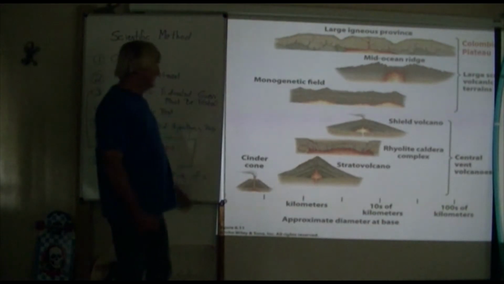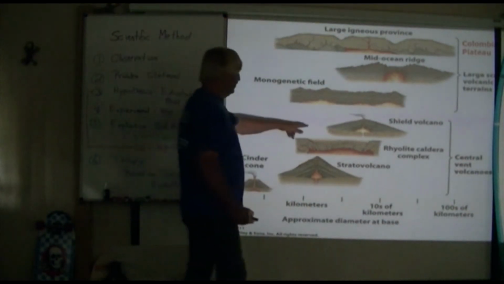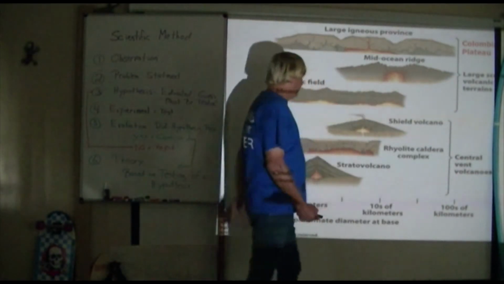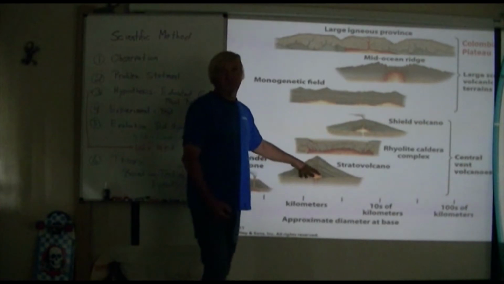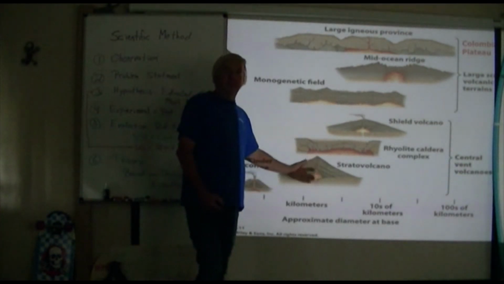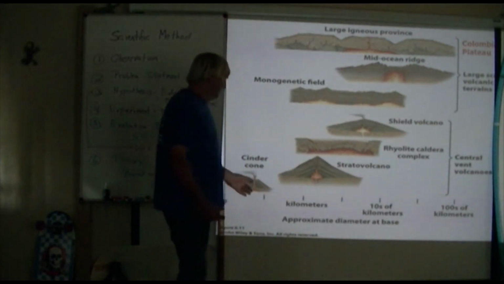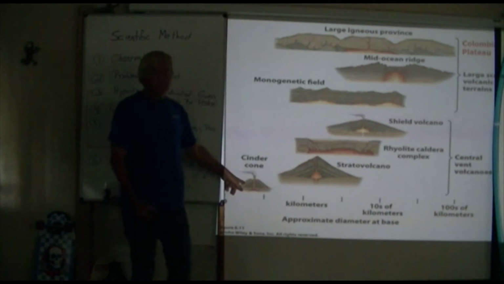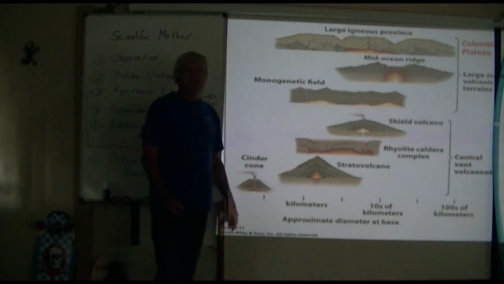So there's all different classifications of volcanoes. We're going to basically look at the shield volcanoes, which you see in Hawaii, and what we call the stratovolcanoes. Mount St. Helens is a good example of a stratovolcano. Mount Rainier, Mount Hood, Mount Baker, Mount Shasta are good examples of stratovolcanoes. And then basically a cinder cone. We have a lot of these in California. These are just smaller versions of stratovolcanoes.